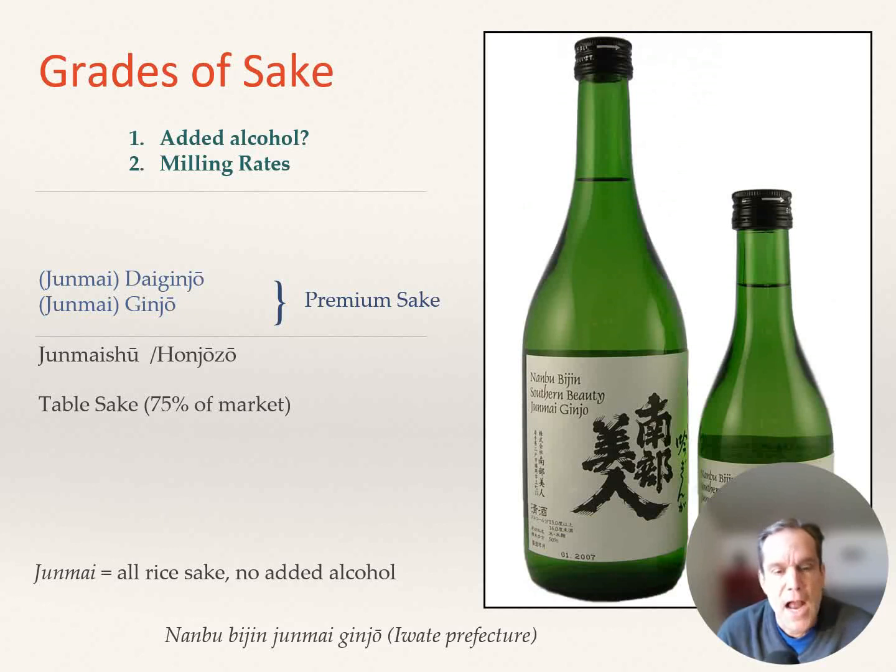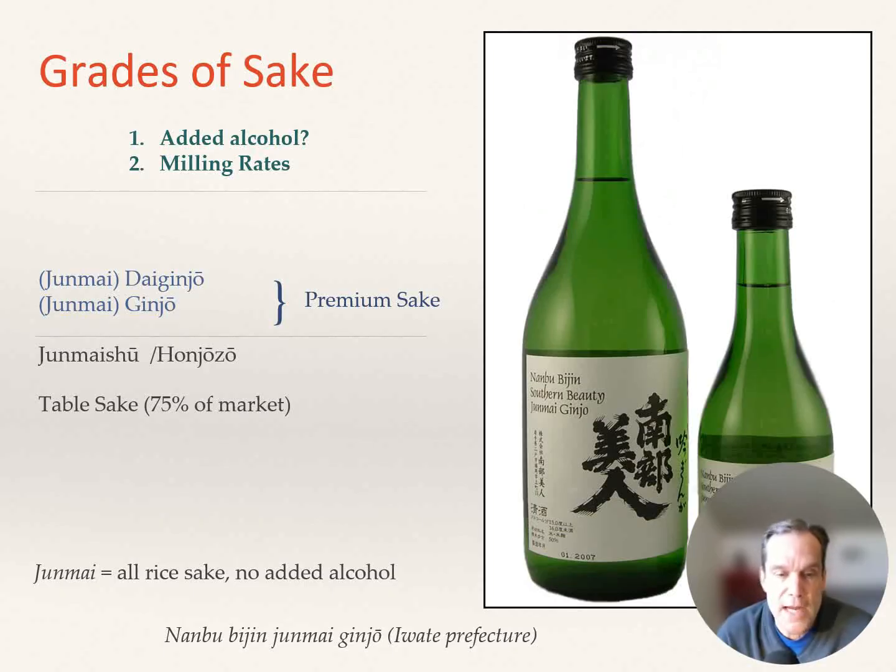Another is, how much has that rice been milled or polished? So what legally differentiates different types of sake is that polishing rate of the rice. This is a legal definition in Japan, mind you. So the top sake, and we'll look at the polishing rates in just a second, the top sake is a daiginjo, and that means that 50% of the rice has been milled away. It's gone.